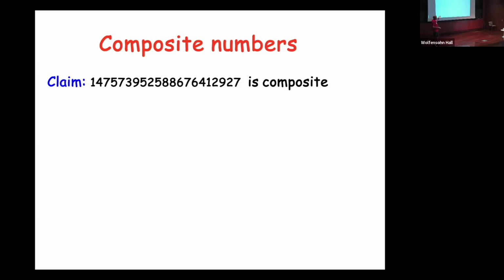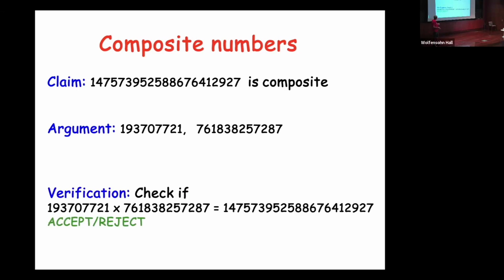Here's a typical claim. This number is composite. What is an argument that should be convincing? These two smaller numbers. So what is the verification the verifier does? It will multiply these two and see whether it gets the input or not, and accept or reject appropriately.